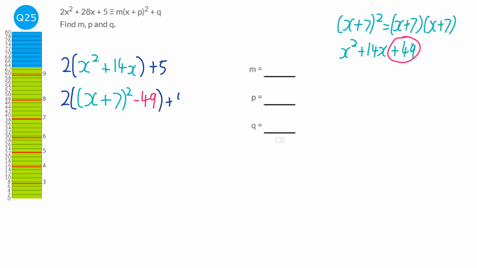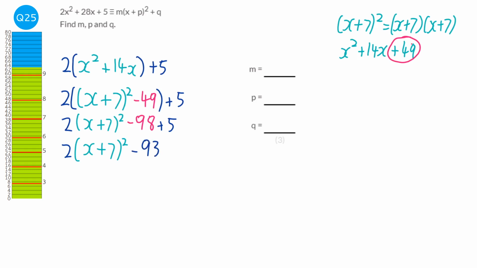So what I'm going to do here is just take away that 49, because we don't really want that 49. Close bracket, plus 5. Okay, now I'm going to expand these brackets and to have the 2 next to the x plus 7 squared, and 2 times minus 49, which will be minus 98, plus 5. And then all we need to do now is add the minus 98 and the plus 5 together, which should be minus 93. The m part will be the 2, the p part will be the 7, and the q part will be the minus 93.